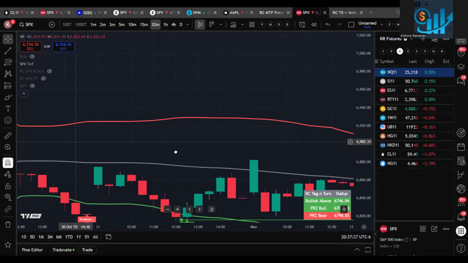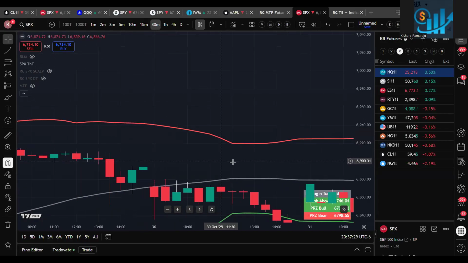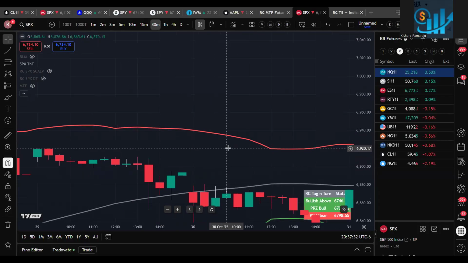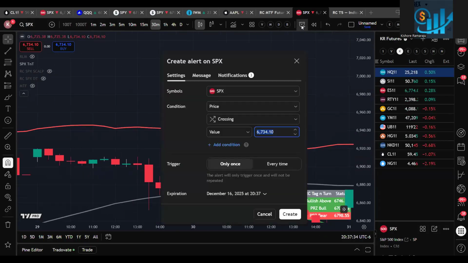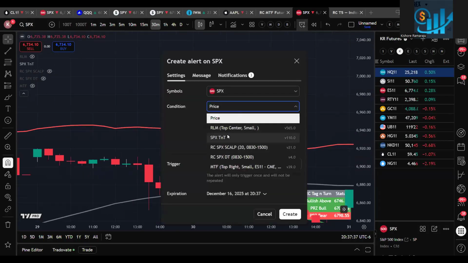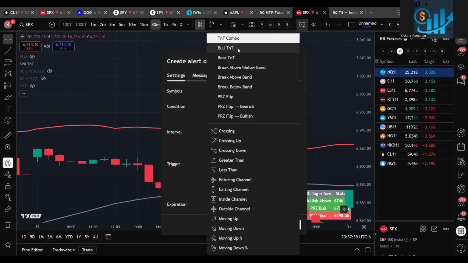So this is for traders who want to take low risk. All you do is create an alert. You go here, go to SPX tag and turn, and you select a TNT combo. That means whenever you see a bullish tag and turn or bearish tag and turn, you will receive a notification. Whenever you receive a notification, you just enter for the next 5 day expiry. Then you don't need to watch again after 1 or 2 days. You see the price going to the top of the band, then you can close your trade.